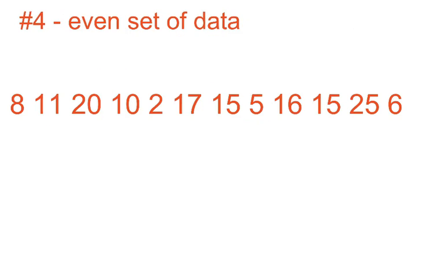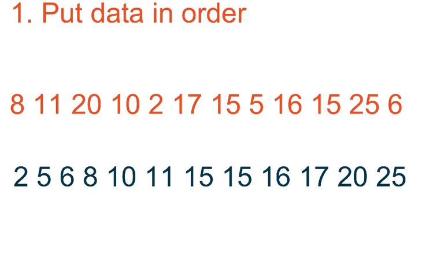Now we're going to look at what happens when you have an even set of data, because that changes things. Okay, so we're going to look at number 4 on that same page. Here's my data right here. And again, first step is to put it in order. And notice I had two 15s and I included both of those in my data.